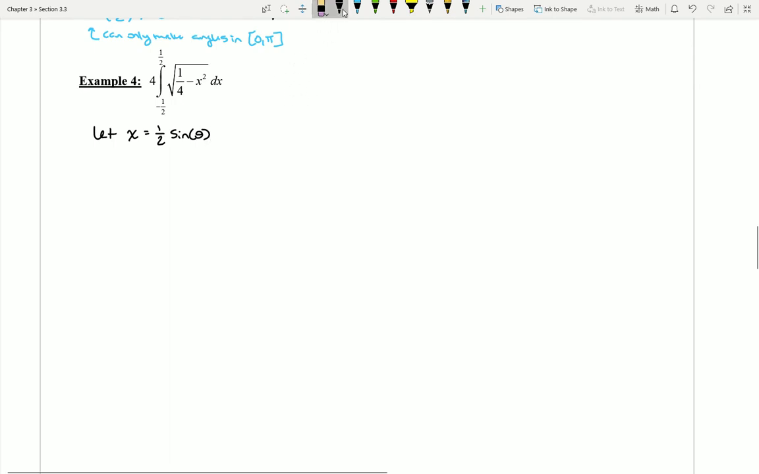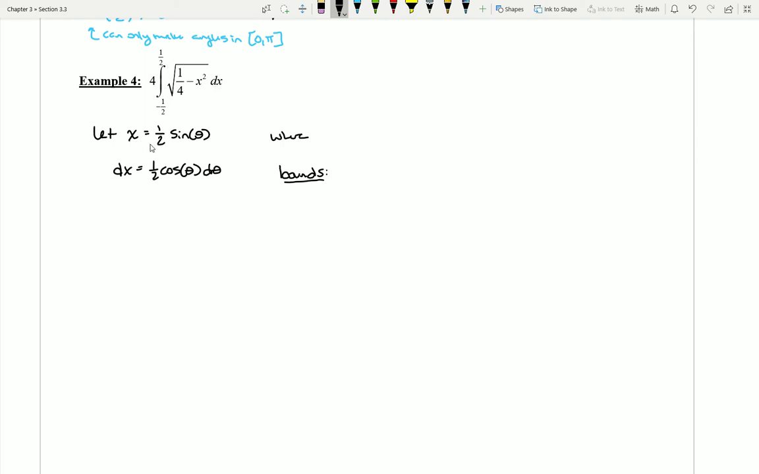So now with this selected, I'll be able to go ahead and say that my dx is 1/2 cosine theta d theta. I'm going to have to do some sort of an angle restriction most likely, so I'll set that up here. I just don't know exactly what. And I'm also going to have to make sure that I understand how my bounds are going to change. Now let's take a look at the bounds and how they change. Keep in mind right now, these bounds, -1/2 and +1/2, are bounds on the variable of x.